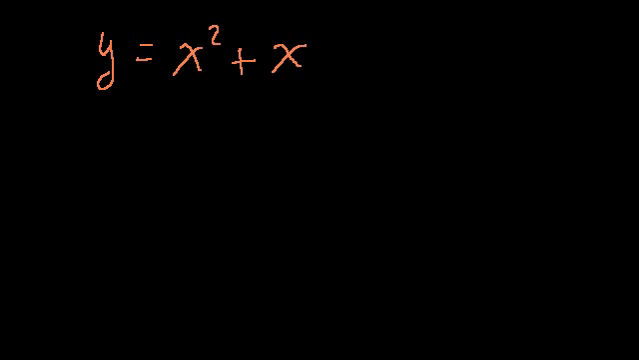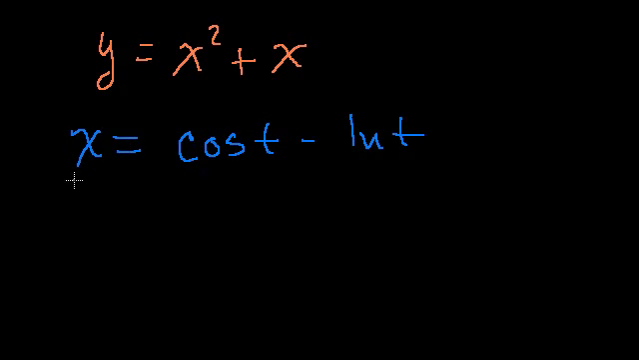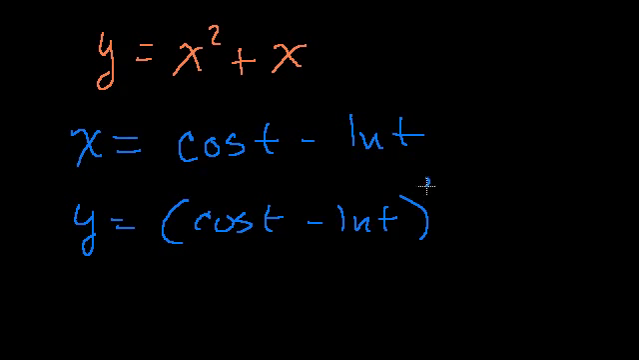I could just do something really crazy and arbitrary. When I have y defined explicitly in terms of x like this, I can make x anything in terms of t. I could say it's cosine of t minus the natural log of t. I just made that up. That's just a random thing. But then if x is this, then y is going to be equal to, I just substitute this back in, cosine of t minus ln of t, squared, plus cosine of t minus ln of t. And we're done. We just converted this into a parametric equation, or set of parametric equations.